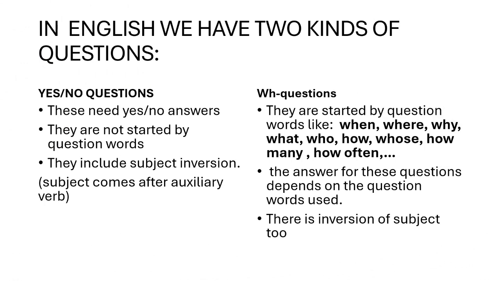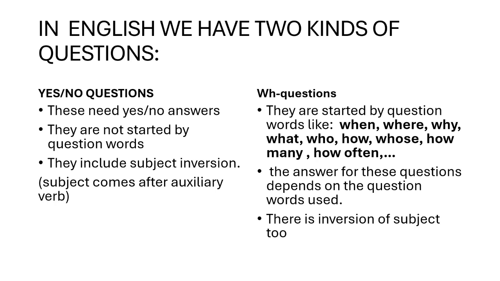In English, you have two kinds of questions, as I have said. What are their differences? Yes, no questions. These are questions that need yes or no answers. They are not started by question words. They include subject inversion, to mean that the subject comes after auxiliary verbs. On the other side, WH questions are started by question words like when, where, why, what, who, how, whose, how many, how often, etc.